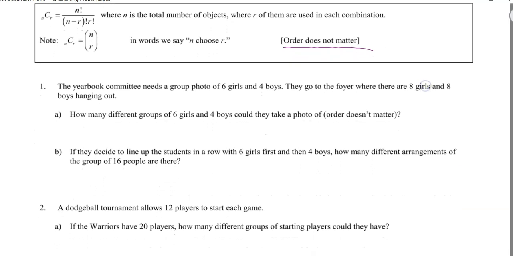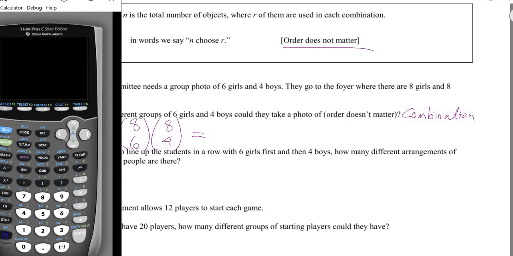The yearbook committee is a group of 6 girls and 4 boys. They go to the foyer where there are 8 girls and 8 boys hanging out. How many different groups of 6 girls and 4 boys could they take a photo of if the order does not matter? Okay, so order does not matter is a combination. And often in that case, I like to do it like this. So there are 8 girls. We need 6 of them. There are 8 boys. We need 4 of them. So 8 choose 6 times 8 choose 4.